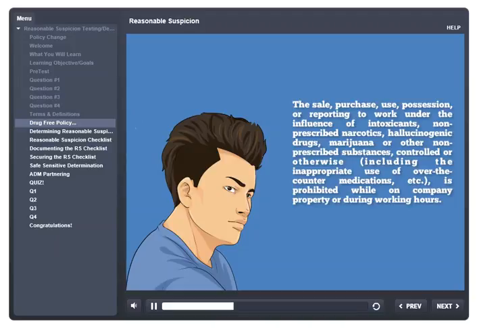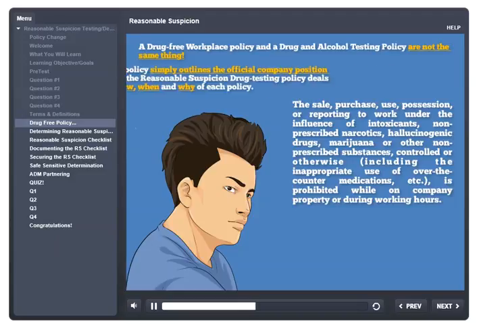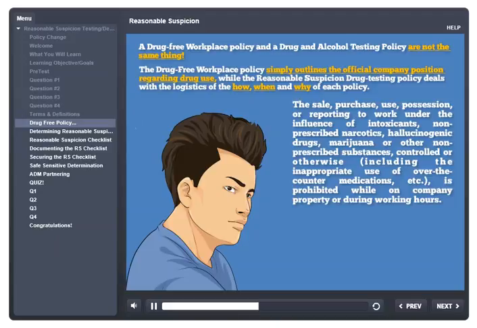For more information on the company's drug and alcohol-free workplace policy, you should refer to your team member handbook. A drug-free workplace policy and a drug and alcohol testing policy are not the same thing. The drug-free workplace policy simply outlines the official company position regarding drug use, while the reasonable suspicion drug testing policy deals with the logistics of the how, when, and why of each policy.